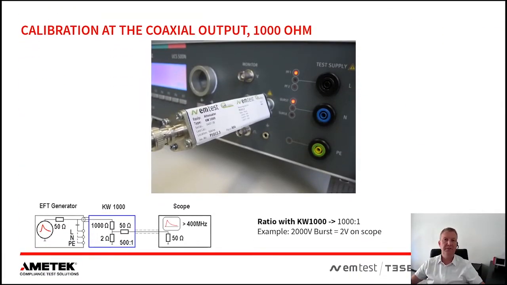The next step to calibrate the coaxial output is using the 1000 ohm calibration resistor. This one has a divider of 500-to-1 inside. In combination with the 50 ohm output plus the 50 ohm input of the oscilloscope, we have a total ratio of 1000-to-1. So when making the calibration at 2 kV, you can expect a 2-volt signal on your oscilloscope.